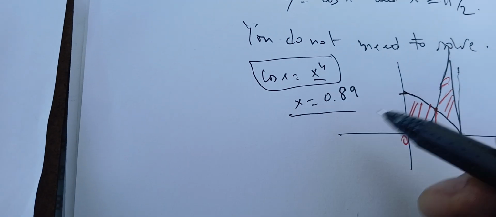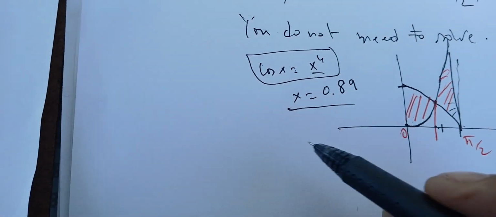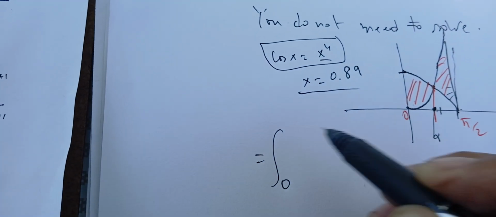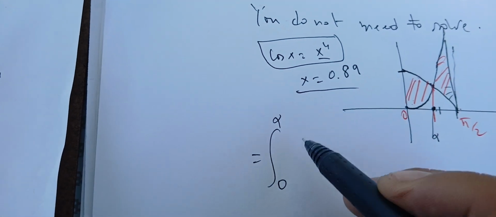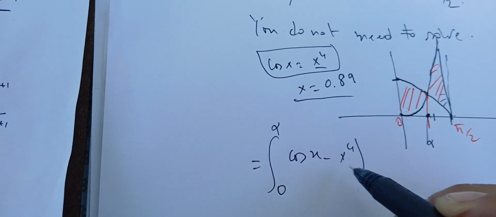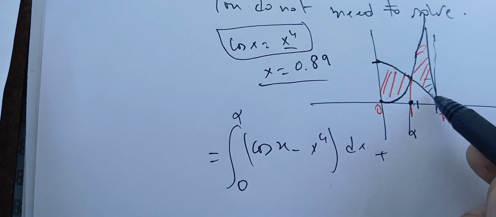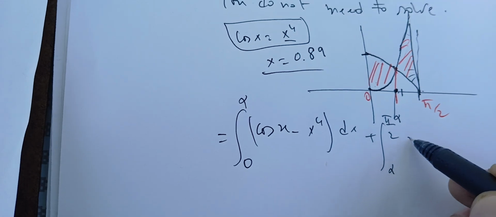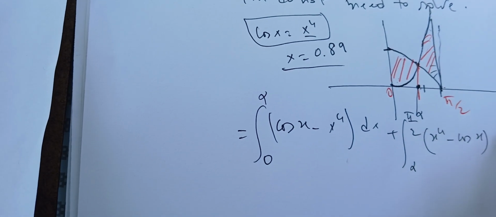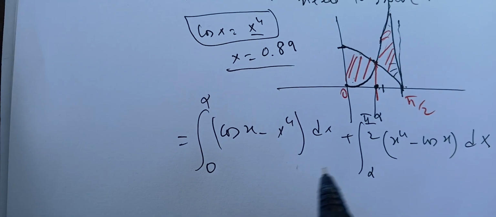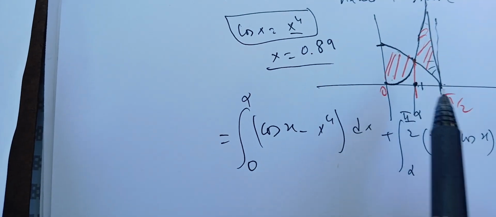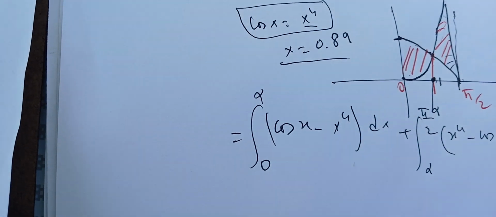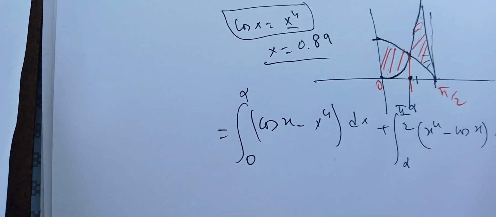Okay, now to find the area enclosed, we need to integrate between 0 and, let's call this value alpha. Which function is on top? It's cosine minus x to the power 4 dx, plus the area between alpha and pi over 2. Which function is on top? It's x to the power 4 minus cosine x dx. In this case we can evaluate it to get an approximate value, not exact, but good enough.